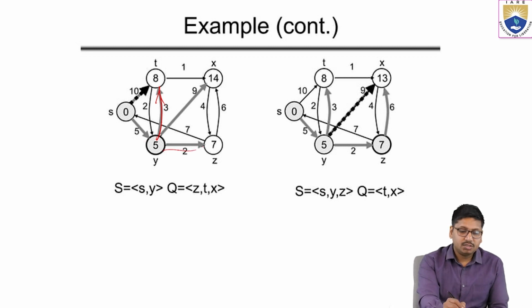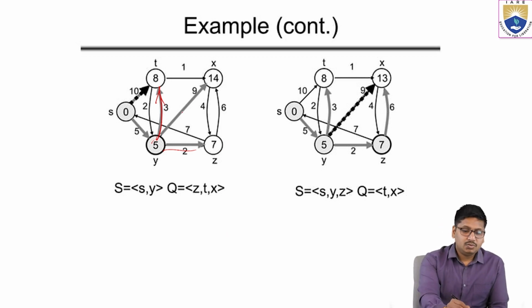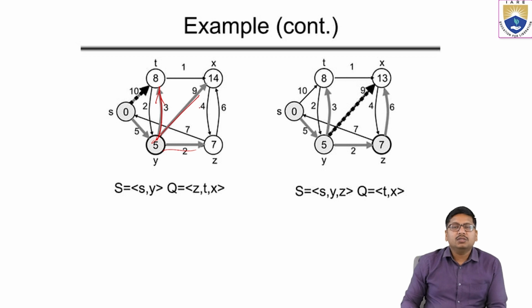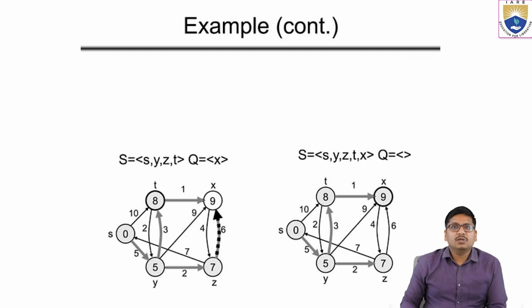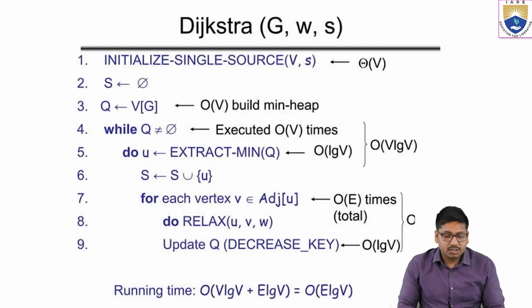If I select 7, there will be a chance of getting a longer path, so here I'm going to consider this edge. In a similar fashion, we're going to work on the remaining edges, and this should be the algorithm for Dijkstra's.